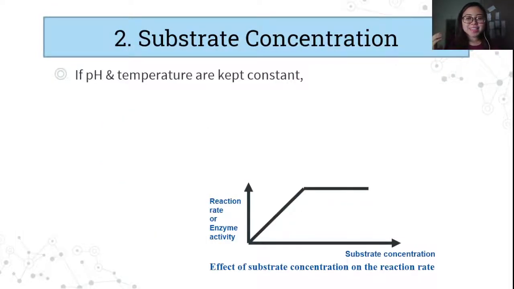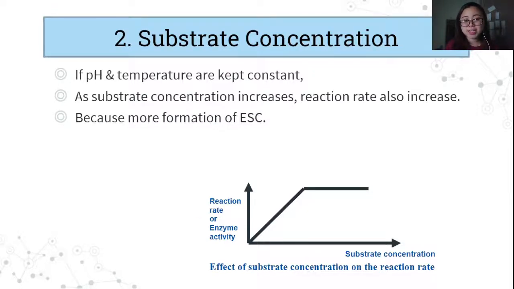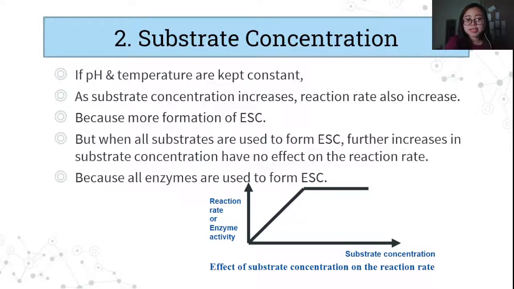Now we'll have a look at the second factor, which is substrate concentration. If the pH and the temperature are kept constant, as the substrate concentration increases, reaction rate also increases because there is more formation of ESC, which is enzyme substrate complex. But when all substrates are used to form ESC, further increase in the substrate concentration has no effect on the reaction rate because all enzymes are already used to form ESC.